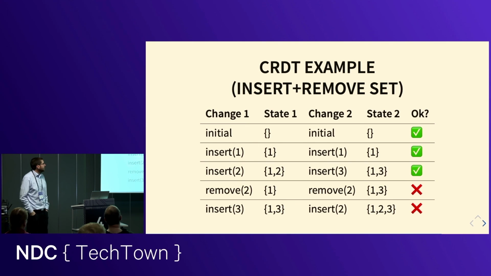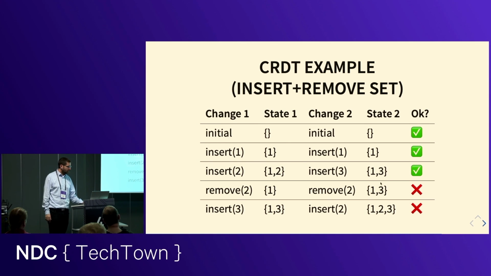The last one is that if you do removal, it's definitely not a CRDT, because if you try to remove something that's not there, it's not going to be removed, and then if you add it later on, it will be added. So if you know 1 and 2, and you remove 2, you get 1. If you know 1 and 3, you remove 2, you still have 1 and 3. And then later on, if you add 2, you're going to have different ordering here.